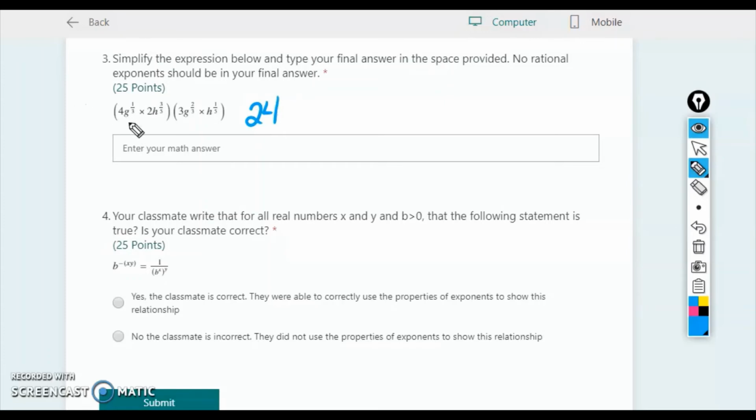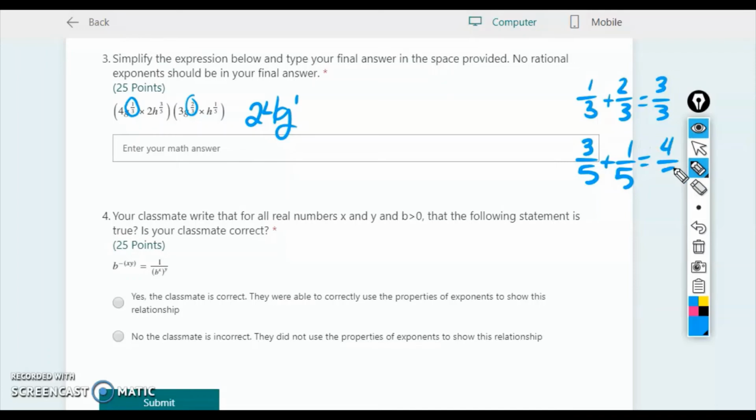Now let's just do the g's. When you're multiplying things with the same base, that means you add your exponents. So 1/3 plus 2/3. In case you forgot, as long as they have like denominators, you can add the numerators. So that's just 3/3, which is the same thing as 1. So that's g to the 1. And then now let's see the h's. H to the 3/5 and h to the 1/5. So I have 3/5 and 1/5, which equals 4/5. So that's h to the 4/5.